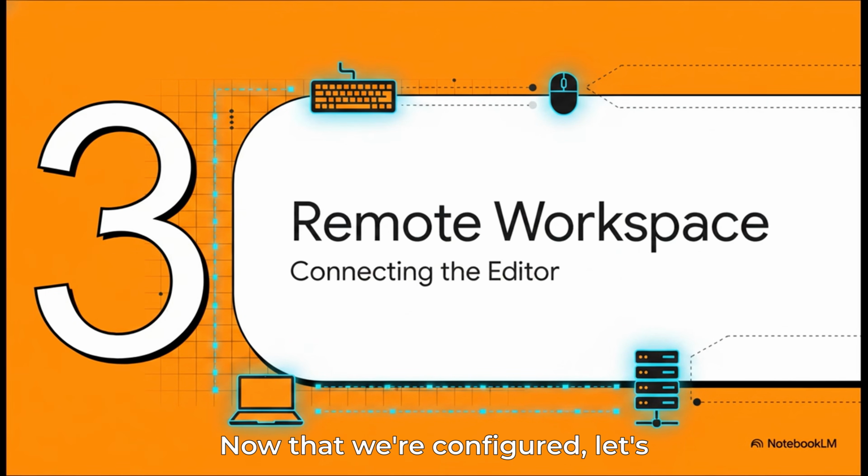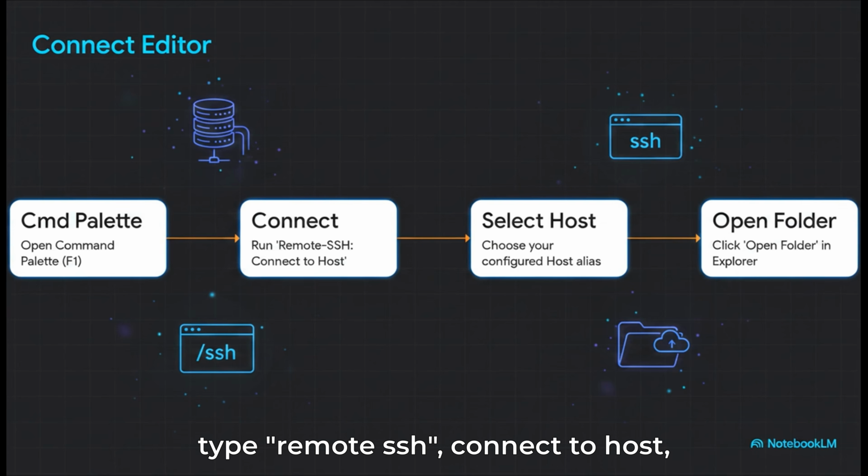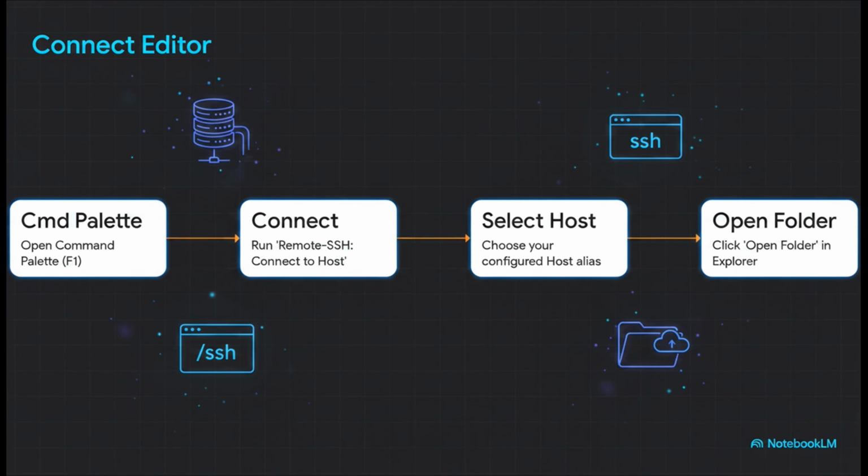Now that we're configured, let's navigate the remote workspace and actually connect the editor. To jump in, just hit F1 to open your command palette, type remote SSH, connect to host, and pick that alias we just set up. VS Code is going to open a fresh window, spin up that remote server component we talked about earlier, and boom, you're in. Once you click Open Folder in the Explorer, you're looking at the remote Ubuntu file system exactly like it's on your local hard drive. Browsing, creating, editing, it's all instant.